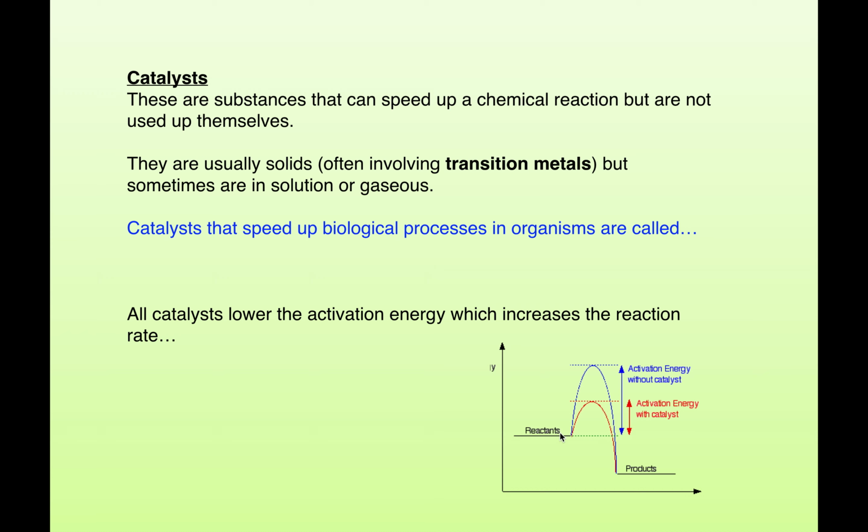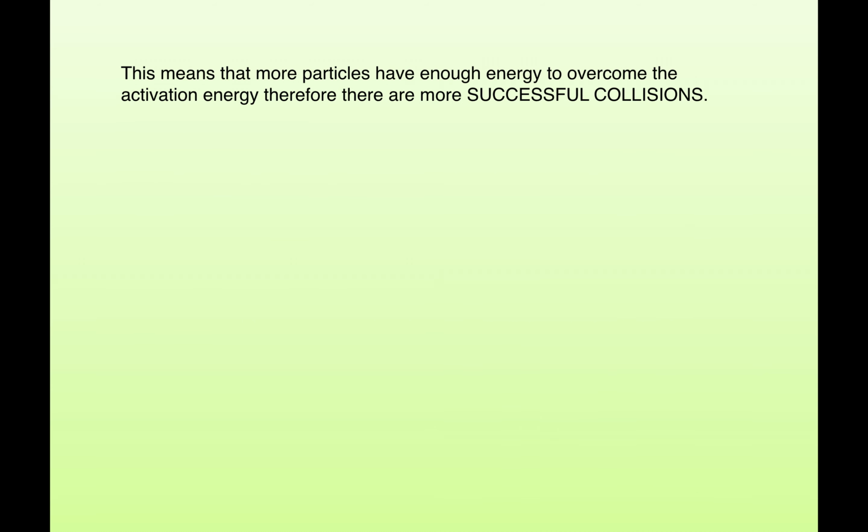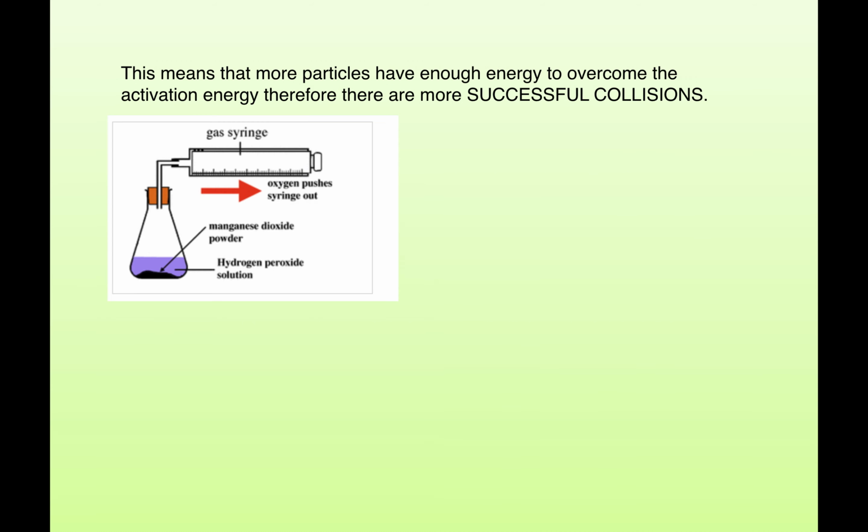But if I had a catalyst, what I do is I lower the activation energy, and what that does is it makes it much more likely that particles, when they collide, react, because many more particles have got enough energy to get over that hump. They've got much more energy than the activation energy. So if you've got more particles with enough energy to overcome the activation energy, then you get more successful collisions.